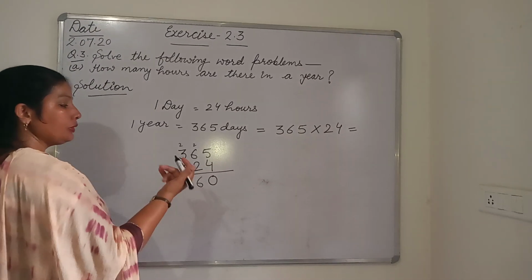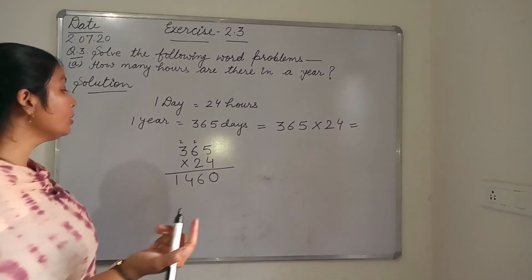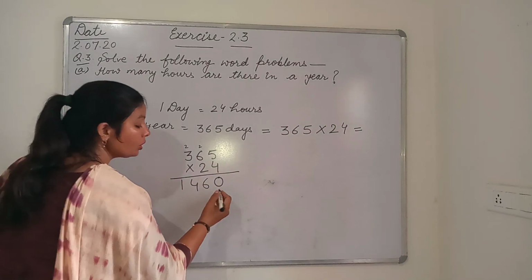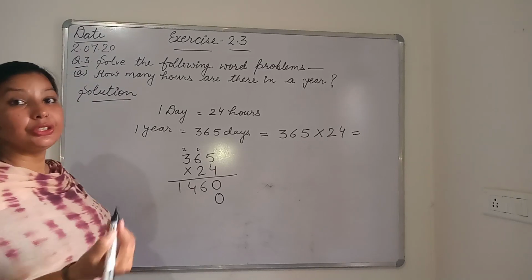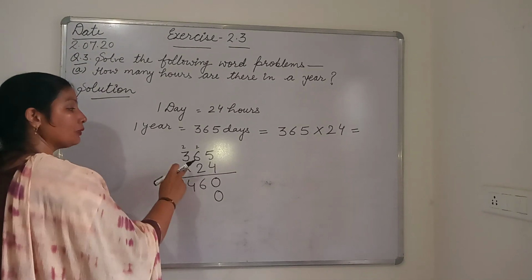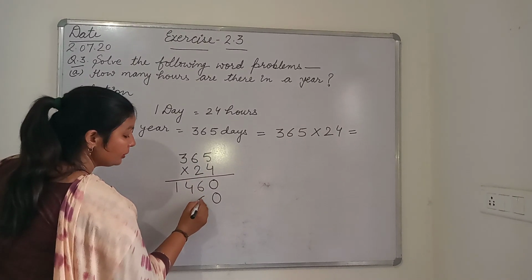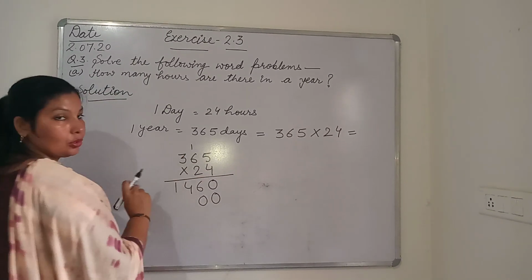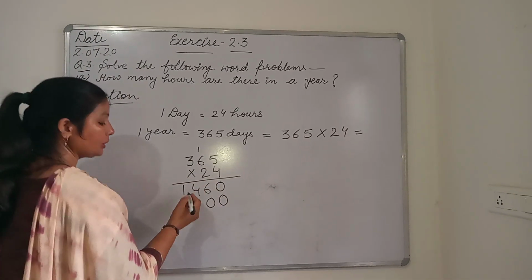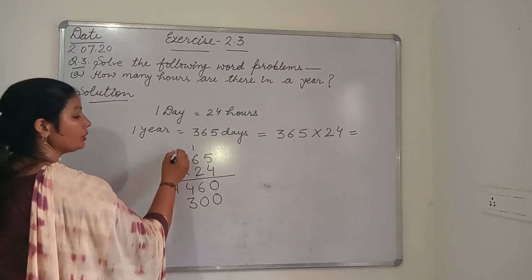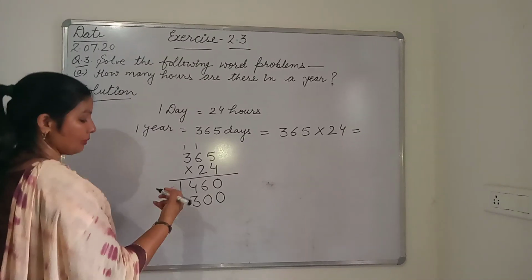Now we should multiply by 2 tens. 2 tens means 20. So now we should make the ones column 0 or a cross. As always, we can make a cross or a 0 here. Now we recite the table of 2. 2 5s are 10, 1 goes as carry. 2 6s are 12, 12 plus 1 is 13. So we write 3 and 1 goes as carry. 2 3s are 6, 6 plus 1 is 7.